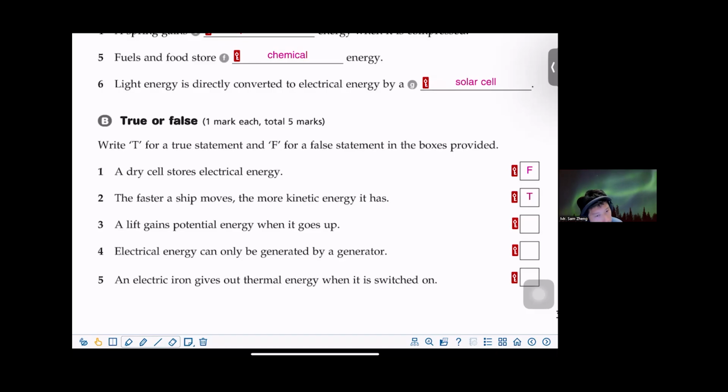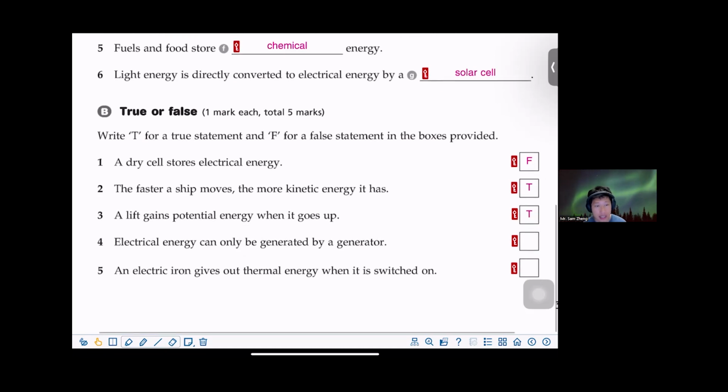A lift gains potential energy when it goes up, okay? In fact, a lift will gain the potential energy when it goes up because the higher position it has, the higher potential energy. Next, the electrical energy can only be generated by a generator, okay? Remember, it is not generated. It is just converted by the generator. So therefore, it should be false, okay?